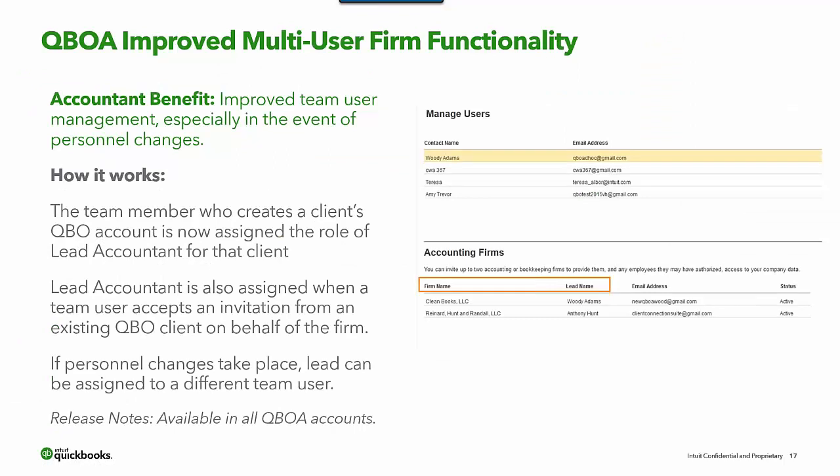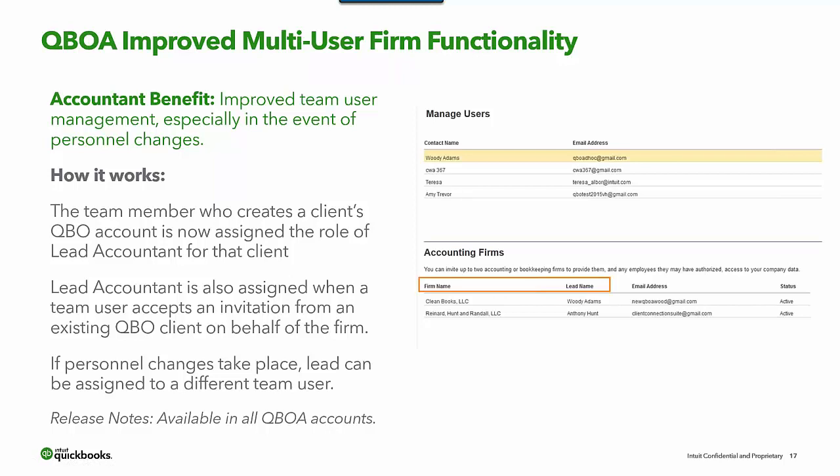So instead of inviting in Woody here and having Woody be the only accountant name listed here, now we actually see the firm name and then the lead accountant that's been invited. So if Woody gets an invitation, he can accept that on behalf of the firm, and it'll show up on the firm's client list. And then say that Woody left the firm and I was taking over, the firm's books admin could change his clients over to me.